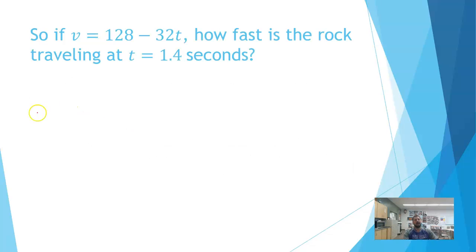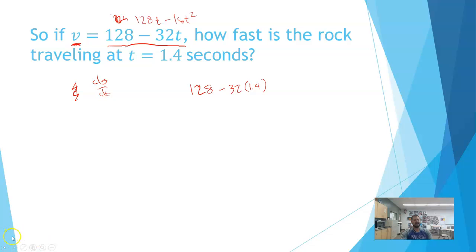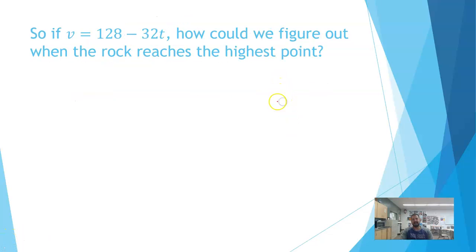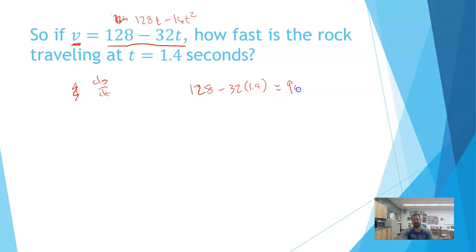So if I wanted to know how fast the rock was traveling, I would find my derivative, and you can see here the derivative has been found. We just took the derivative of 128t minus 16t squared, and we get 128 minus 32t. Notice we use the symbol v to denote velocity instead of ds/dt. So I would take 128 minus 32 times 1.4, put that into my calculator, and I get 94.6.